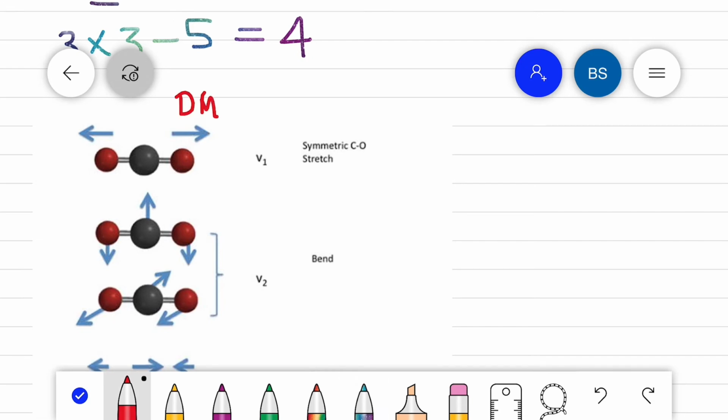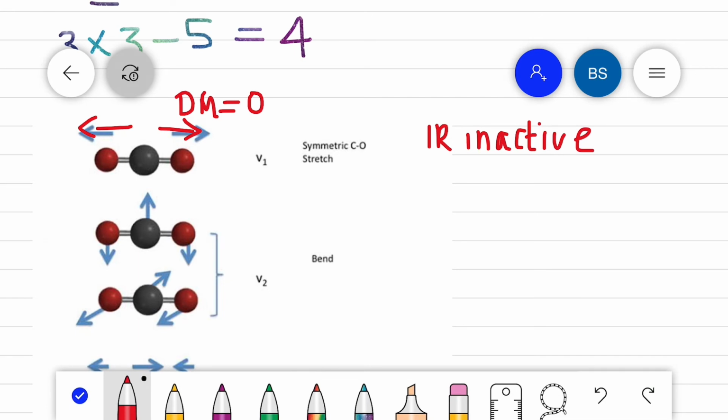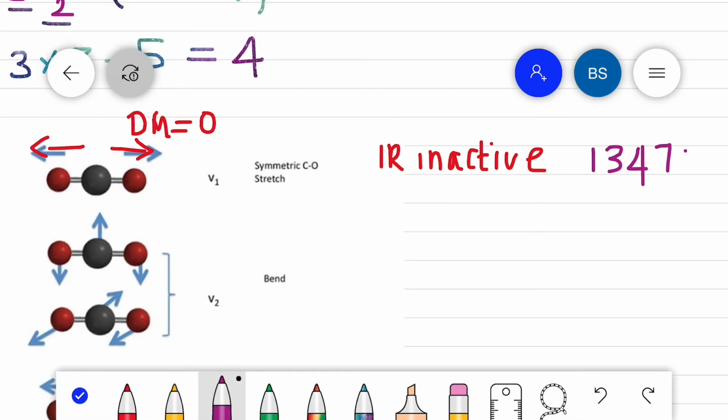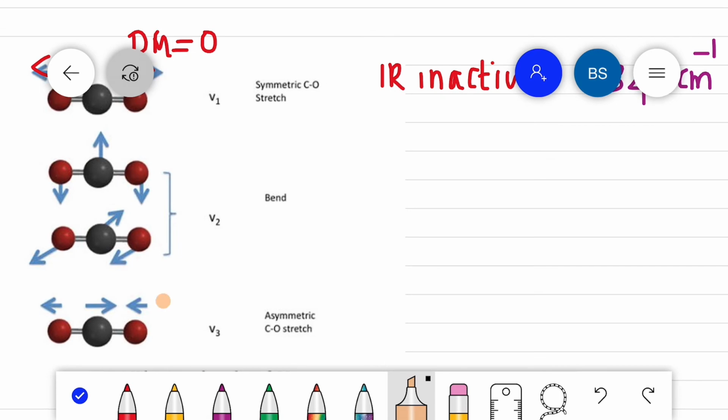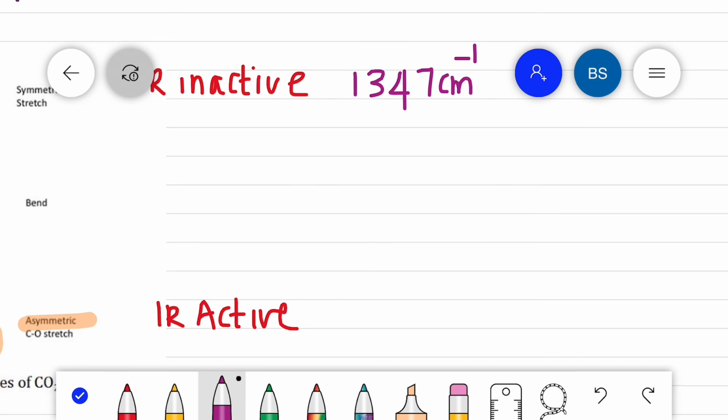Prior to that, we just have to look into the first mode of vibration, that is nu1. Here we can see the symmetric stretching of the bonds, and therefore there will be no change in dipole moment. So it will be IR inactive, and hence it will not produce a line in the IR spectrum of carbon dioxide. In the nu3 mode of vibration, we can see the asymmetric stretching, and it involves a change in dipole moment, hence it is IR active. It shows an absorption peak at 2350 cm inverse.